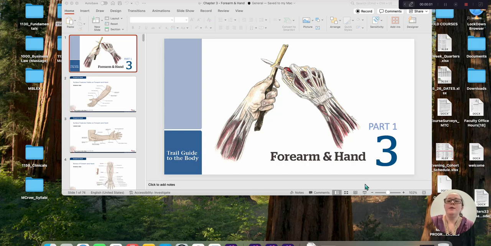Kinesiology 1, Chapter 3, Forearm and Arm. We're doing part 1 today, which means the forearm, and next week will be hand. Okay?